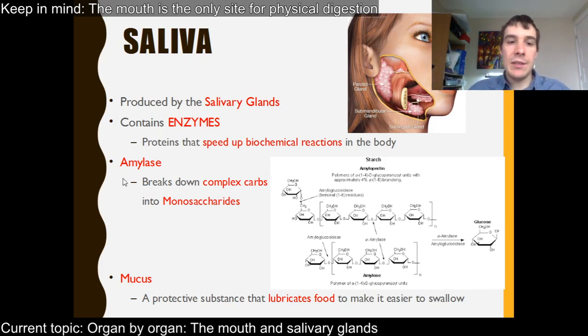Now the saliva doesn't just have amylase in it, it also has mucus. This is why when you spit, it doesn't drop out like water. It has that long kind of tail. There's some mucus in there too, and that surrounds the food and makes it easier to swallow, just lubricates it on the way down. So that's the mouth and the salivary glands.